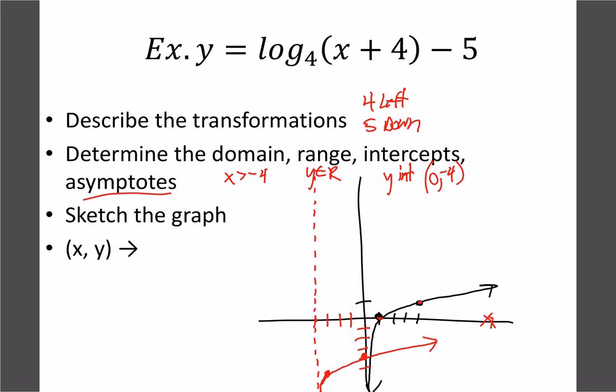So there's our graph. This last part, (x, y), remember that's just saying what are we actually doing to every coordinate. So we're moving 4 left, so we're taking our x value, subtracting 4. We're moving 5 down, so we're subtracting our y value by 5.